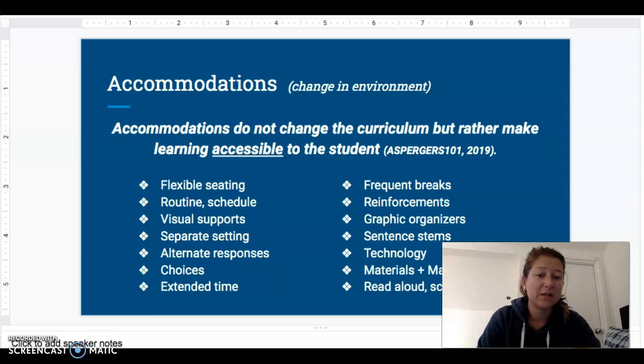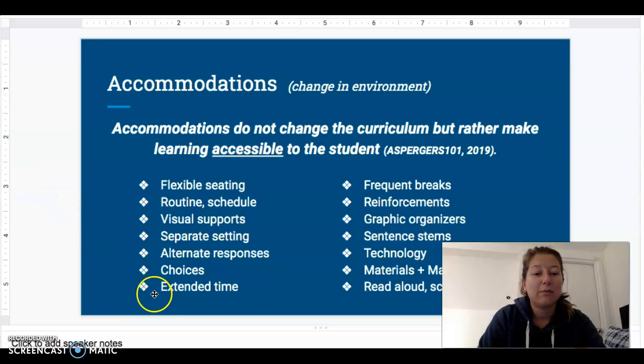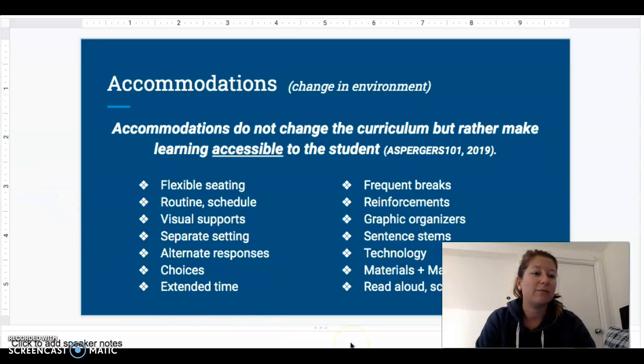Giving them extended time, frequent breaks, reinforcement system, graphic organizer so they can organize their thoughts and ideas, giving them sentence stems, technology, materials and manipulatives. This is a big range. This means maybe they get a 100-number chart when they're doing a math assessment. Maybe they're given a graphic organizer when they're doing reading. Maybe they are given counting cubes to help them. Maybe they're given a highlighter where things are already highlighted for them, giving them a word bank for fill in the blanks, things like that.